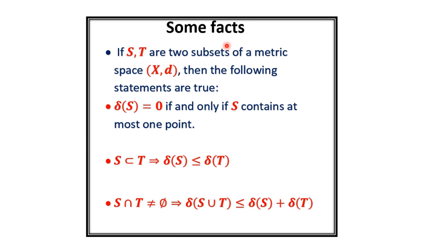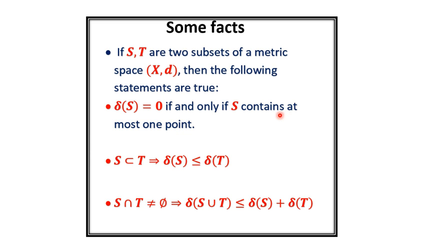So there are some facts about the diameter of a set. For example, if you have a metric space and you have two subsets, then one thing is very clear, that the diameter of S has to be 0 if and only if S contains at most one point. Remember, at most one point means that you can have one point within the set or no point at all. And of course, if S contains no point, then it's empty.